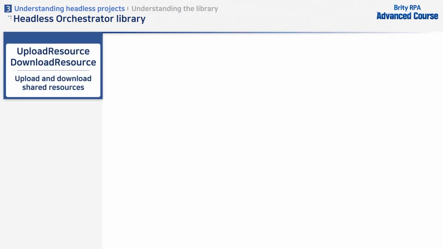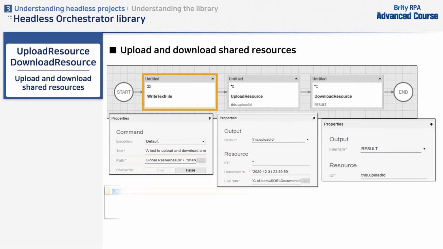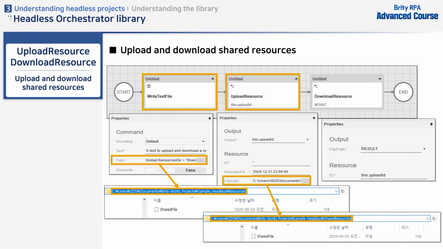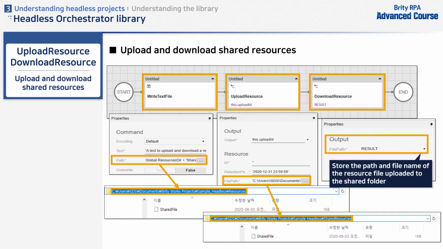The Upload Resource and Download Resource activities are used to upload and download shared resources. After registering a text file in the Resource folder, you can utilize the Upload Resource activity to upload the file and create an uploaded file in the shared folder. Then, in the Download Resource Activity Properties window, you can specify the file path and file name in the Output and File Path fields to download the resource from the shared folder.